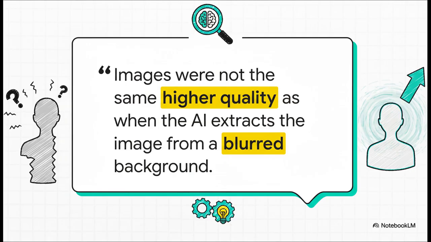Now this is where it gets a little weird, right? You'd think that totally removing the background, having a clean PNG file, would be better, but it's actually the opposite. It turns out the AI does a much better job of grabbing your likeness when it has to distinguish you from a blurred background. When the background is just gone, the quality actually drops. It's a small detail, but it is absolutely critical for getting those pro results.